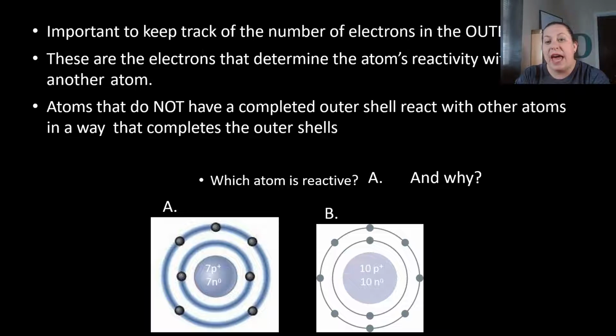So guys, which atom is reactive? If we look at our 2 examples here, in A, there's only 5 in the outer shell. Okay, but in B, there are 8. So in this particular case, A is the more reactive because it still needs 3 more in its outer shell. So why is A more reactive? It wants to fill that outer shell. B has enough. It doesn't have to react. It has everything it needs. Okay, so this gives you an example.